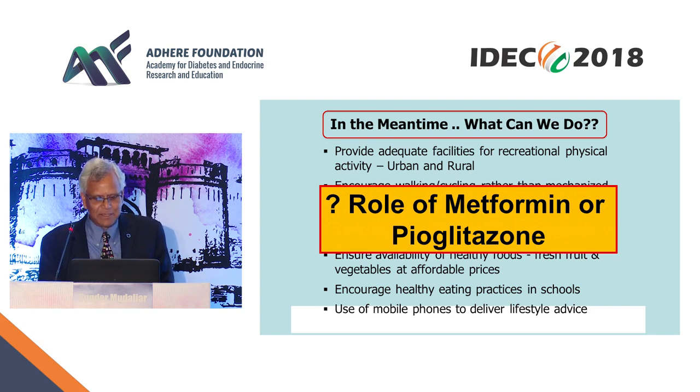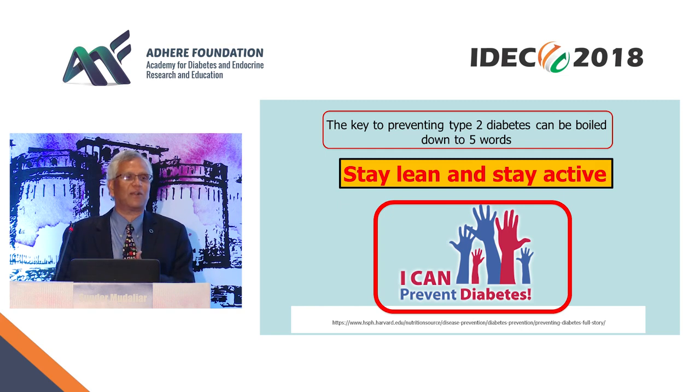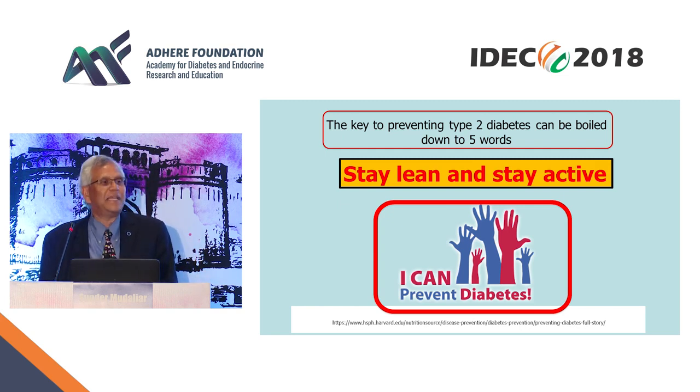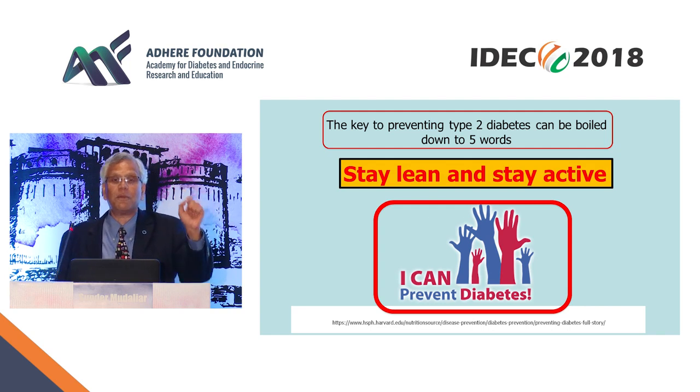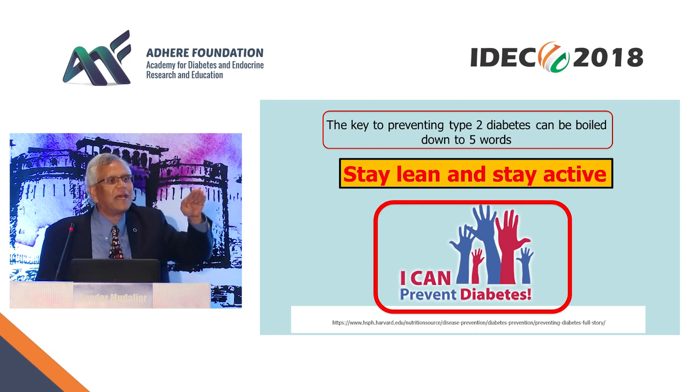This I downloaded from the US. I think the key to preventing diabetes can be boiled down to 5 words. Can anybody guess what those 5 words are? Stay lean and stay active. I think we can all do it on our own. And in the previous session, Dr. Neeta Deshpande was saying, if you come down from a BMI of 23, which is not big, to 21, that is, you're staying lean. So wherever you're on the curve, try and lose.